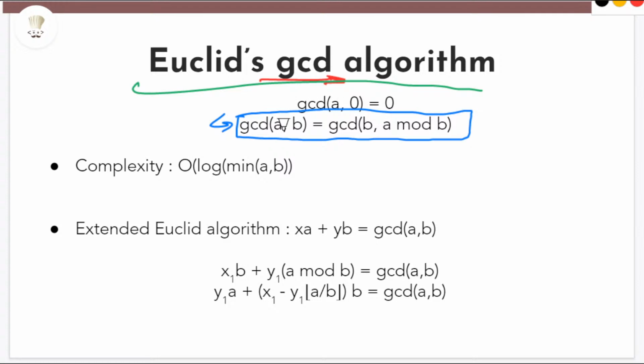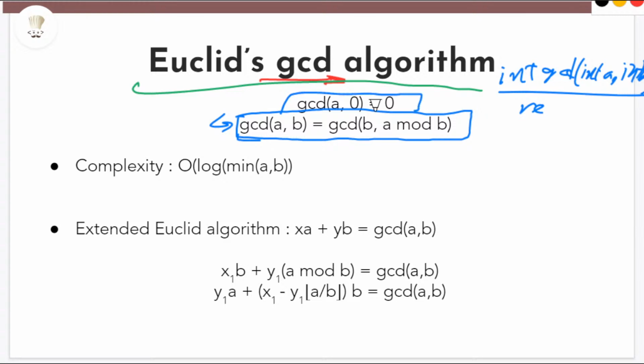And if you write this in a recurrence form, where you have a function GCD and you have two numbers, int a comma b, and you just return GCD of b comma a mod b, then the terminating step there would be GCD of a comma 0 is equal to 0. Sorry, not 0, it should be a here. GCD of a comma 0 is equal to a.